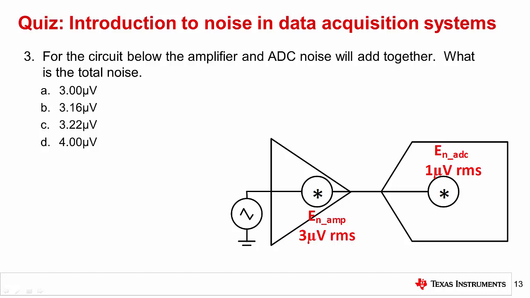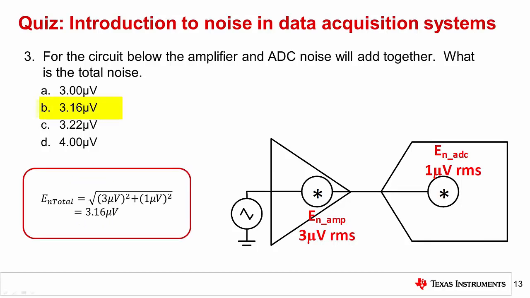Question 3. For the circuit below, the amplifier and ADC noise will add together. What is the total noise? The correct answer is B. The root sum of squares equation is shown here.